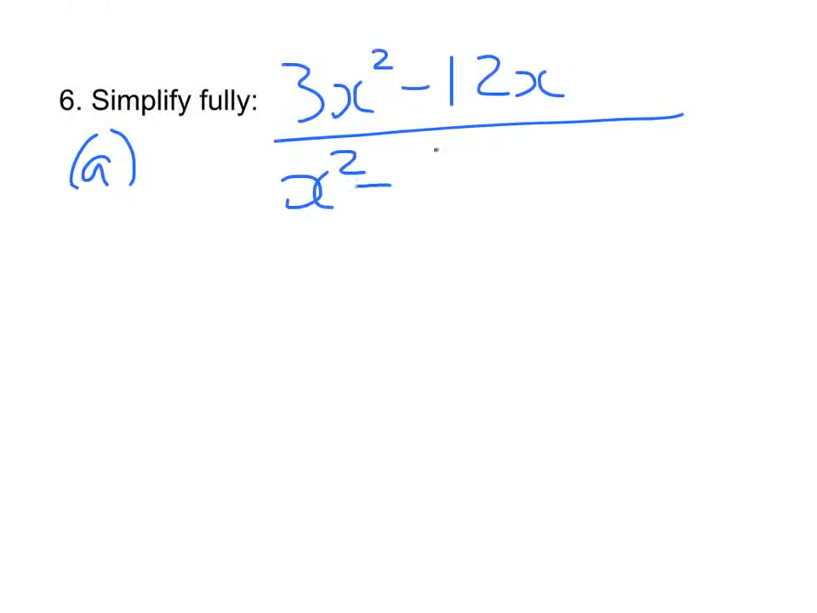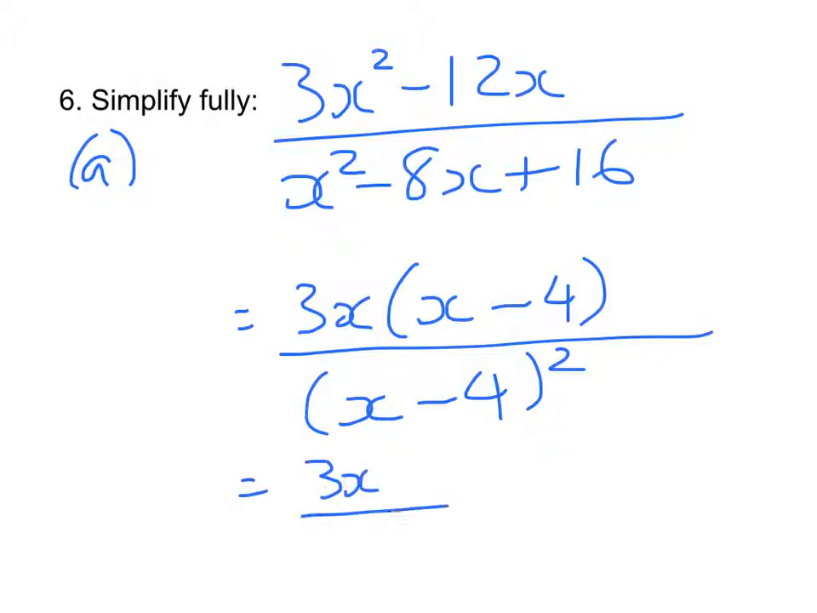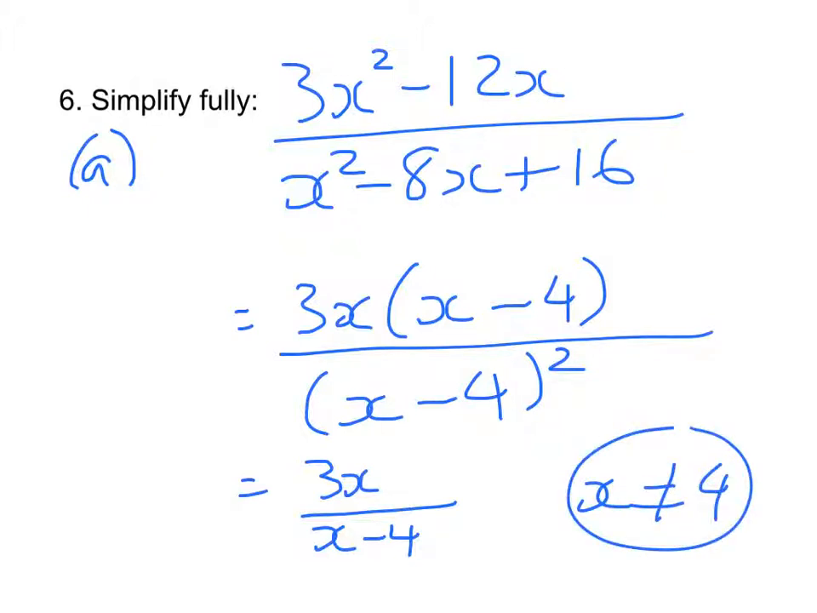Right, 6a, simplify fully. (3x squared minus 12x) over (x squared minus 8x plus 16) equals 3x(x minus 4) over (x minus 4) squared. So that equals 3x over (x minus 4), as long as x is not equal to 4. Right, so x can't be equal to 4 because that would give us a denominator of 0, which we don't want.